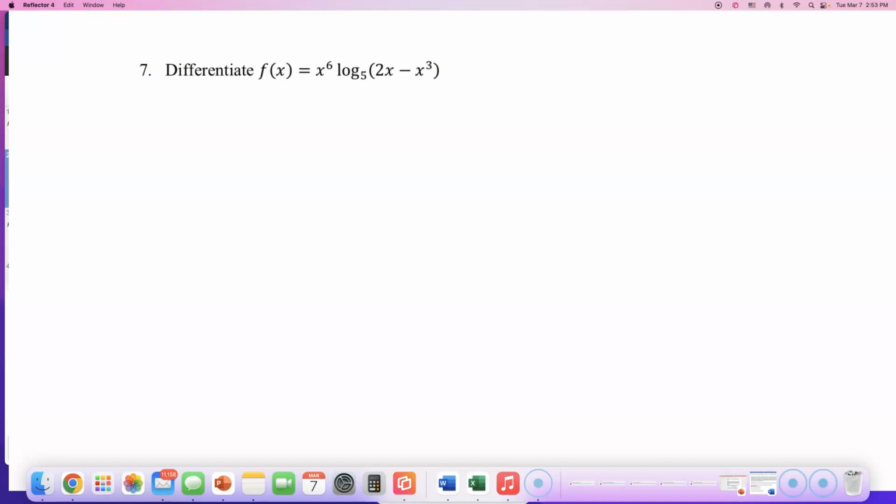All right, number 7, we're differentiating a product expression. Notice that x to the 6th power is getting multiplied by log base 5 of that expression. So it's red times green. Okay, it's a product, so let us use the product rule here, which is first times the derivative of the second plus second times the derivative of the first.